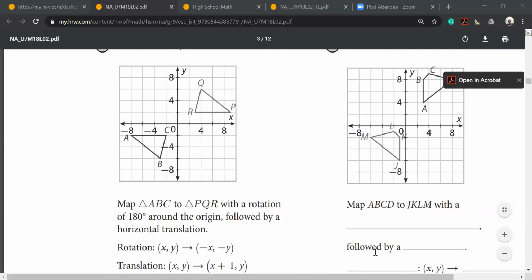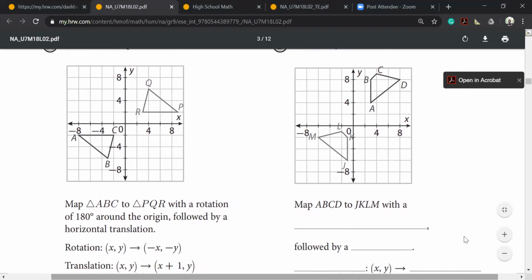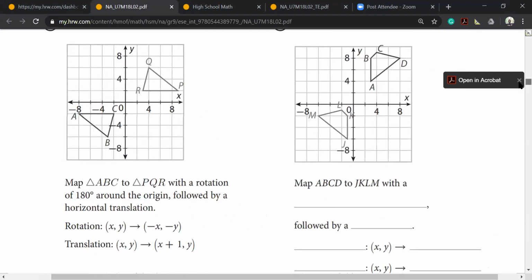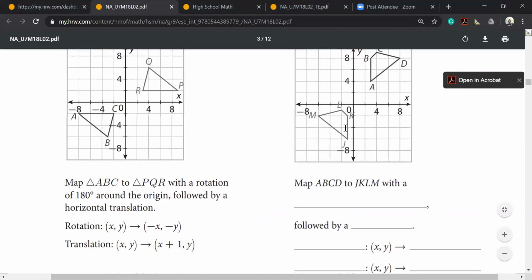Okay, let's think about question B. What's happening in question B? Map triangle ABCD with a what followed by a what? And he is helping you. We did two things in here. Is the orientation the same in the two figures? Of course, the orientation is not the same. The orientation changed. I will give you a hint. What happened and then what happened?